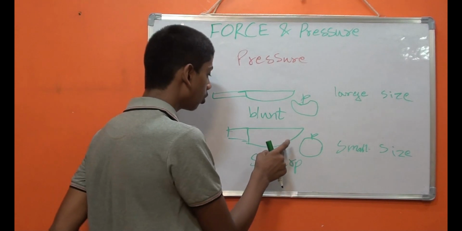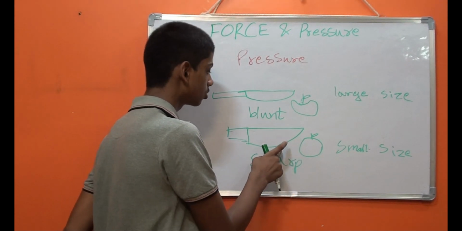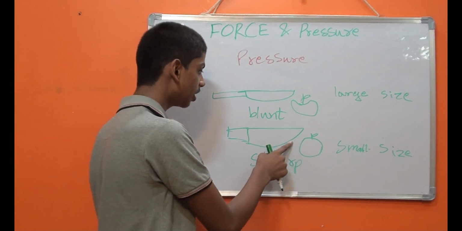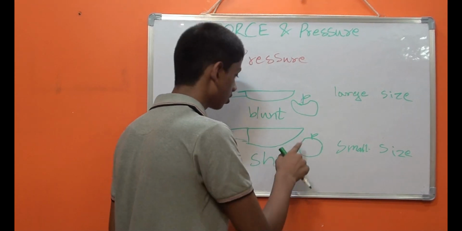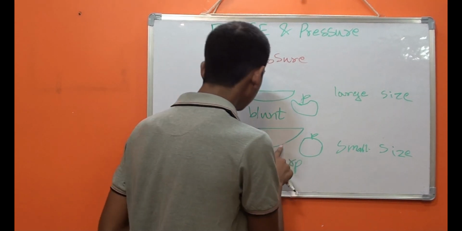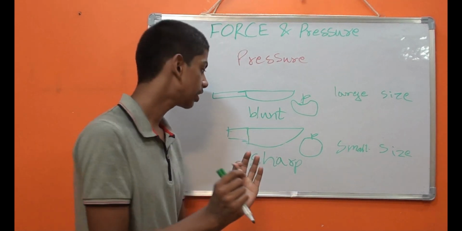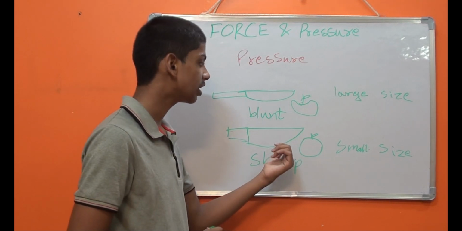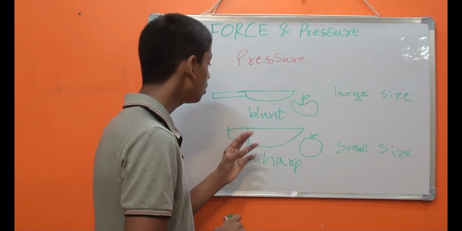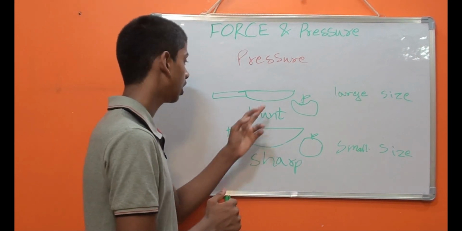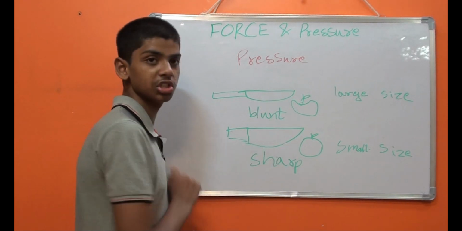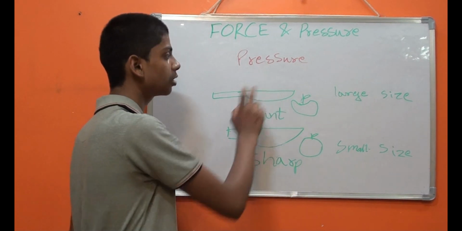So here, the smaller the area of contact, the more the pressure. This side it is very small. It's very less thick. Now it can slice easily. That means more pressure is exerted than with this one. Here the force is more. Here the force is less. Here pressure is more. Here pressure is less.